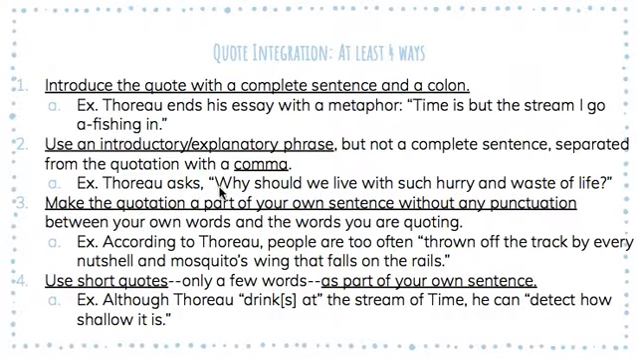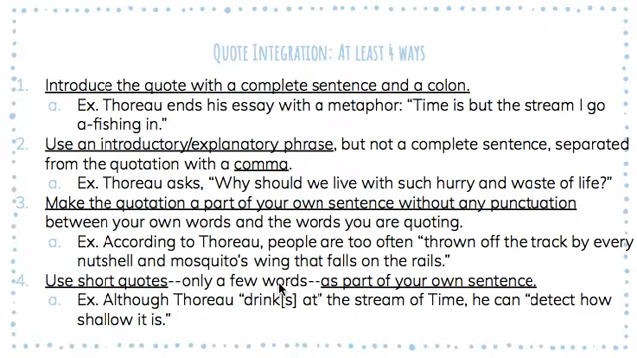And then you make a quotation part of your own sentence without any punctuation, because if you were to read this aloud, it would sound like there's no quotes there. According to Thoreau, people are too often thrown off the track by every nutshell and mosquito's wing that falls on the rails. So if you weren't looking at the slide right now, you wouldn't know that there was a quotation mark right there. And his sentence basically says that people give up way too easily. There's one small issue and they give up, and they shouldn't do that. So I would listen to him.